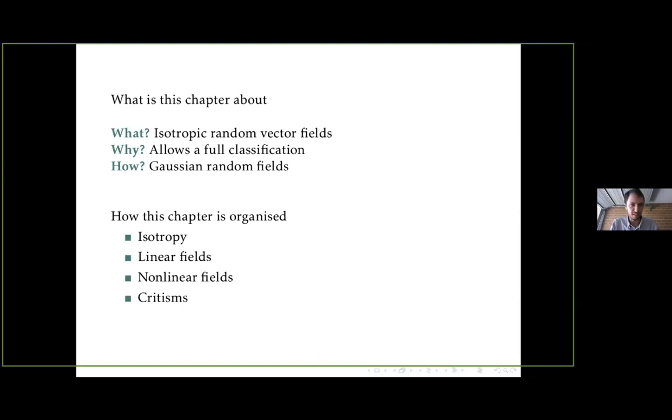Okay, and a short outline of this chapter. First, I will tell you what isotropy or rotational invariance in this setting really means. Then I want to mention what this means for linear fields, like the linearization which I've talked about before. Then we will talk about what it means for nonlinear fields. And finally, we'll provide a bit of criticism of what we just introduced.